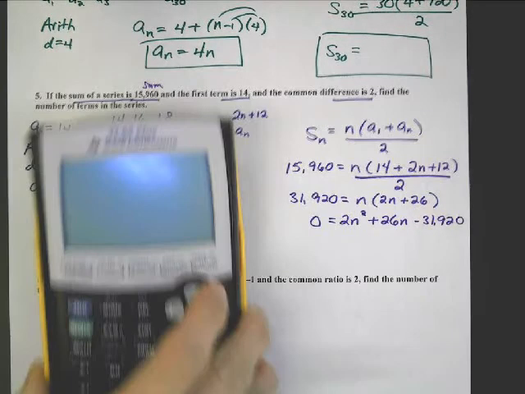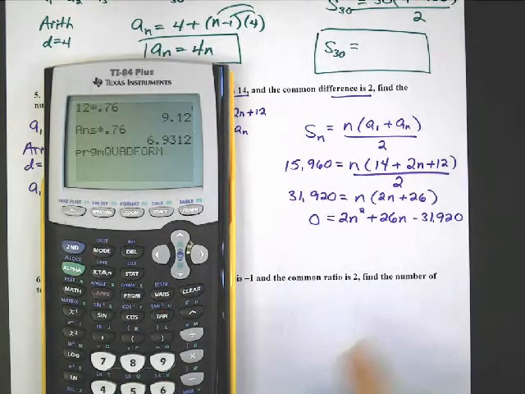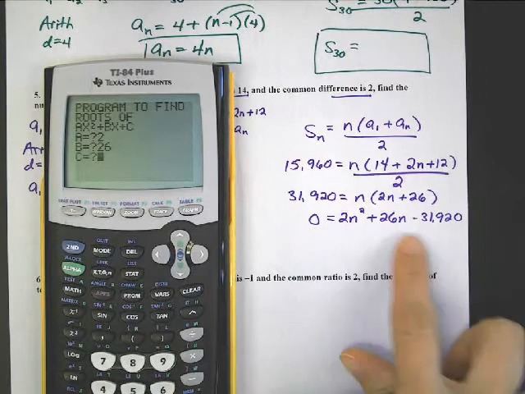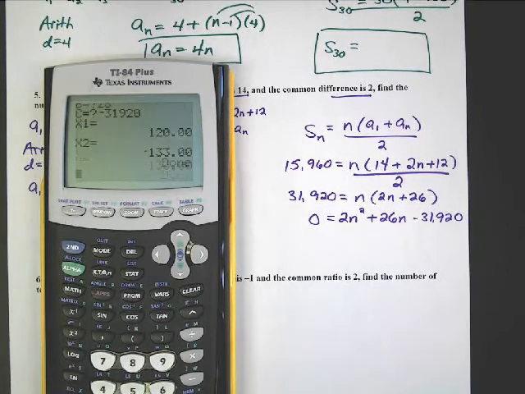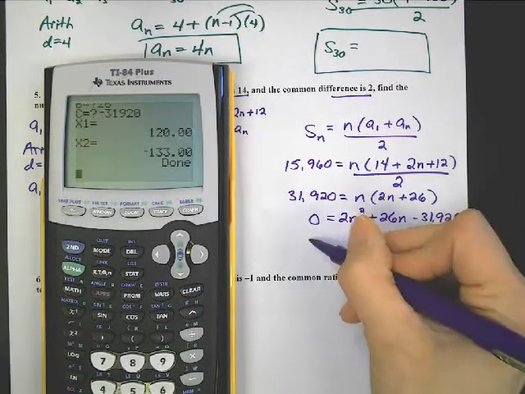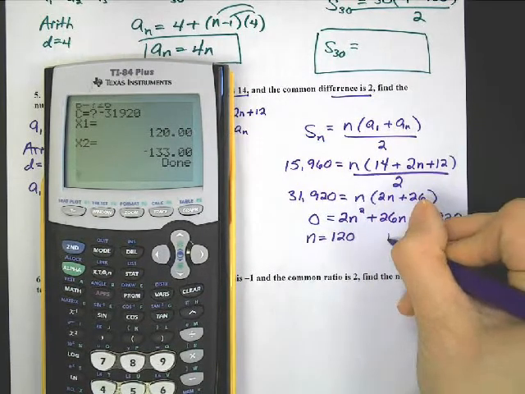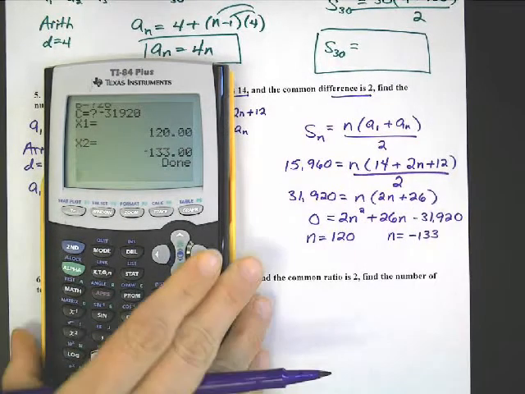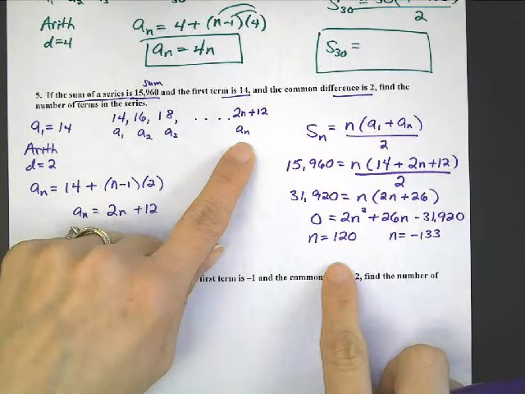In fact, I'm just going to use this calculator program we're all falling in love with here. Quad form. A is 2. B is 26. C is negative 31,920. Oh, it looks like we got two answers. So we have n equals 120 or negative 133. So n is the number of terms.